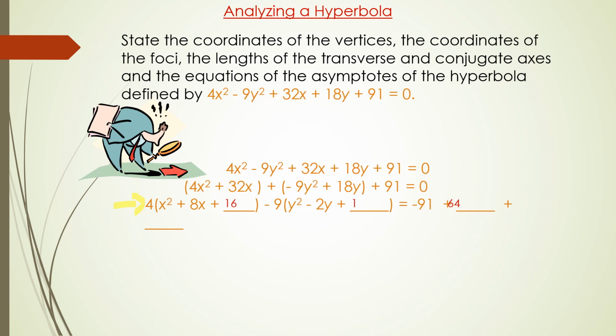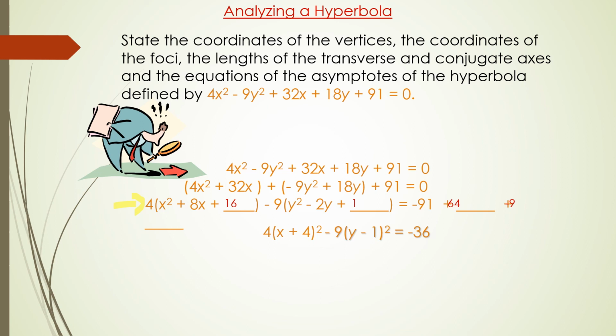But here it changes, because this is not 1 but this is 4. So 4 times 16 is 64. And then we also have the 9. Right? You have negative 9 times 1.